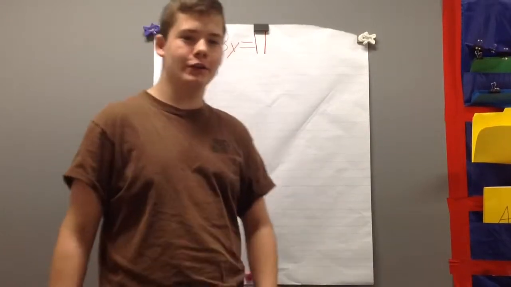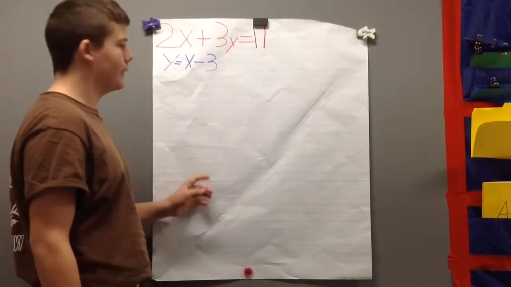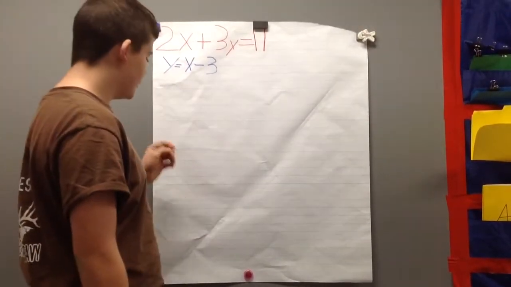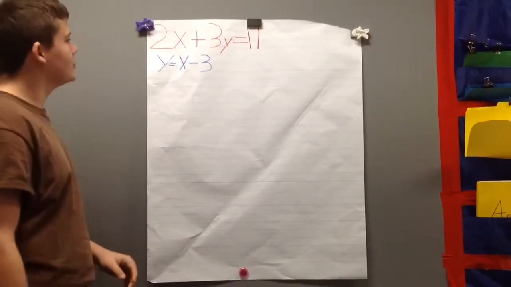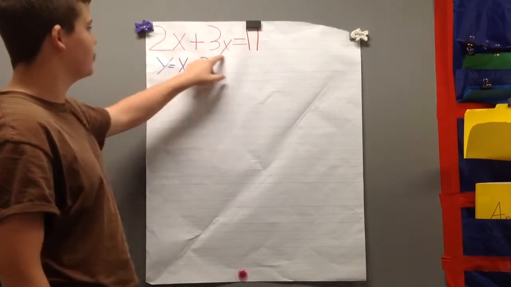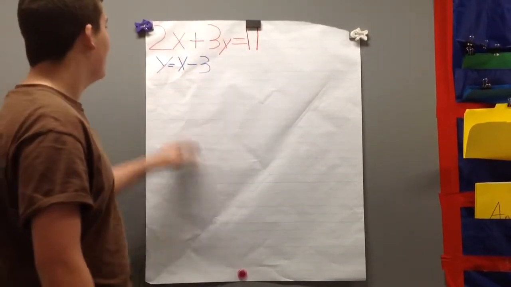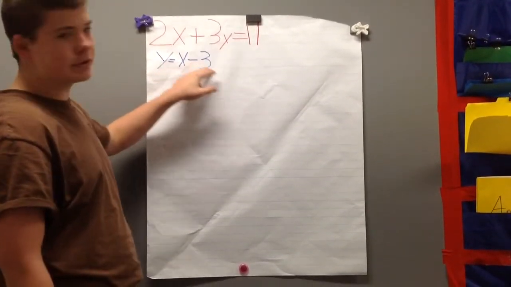We are going to be teaching you how to use the substitution method to find the 2 points where two different equations meet on a graph. Today we'll be using the equations 2x + 3y = 11 and y = x - 3.